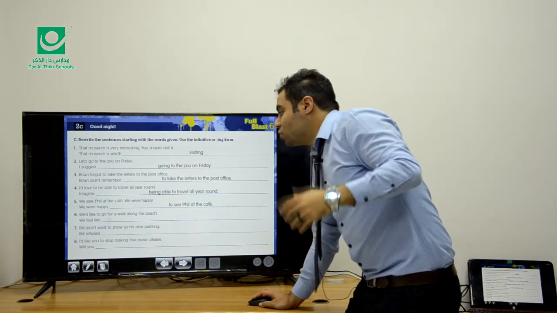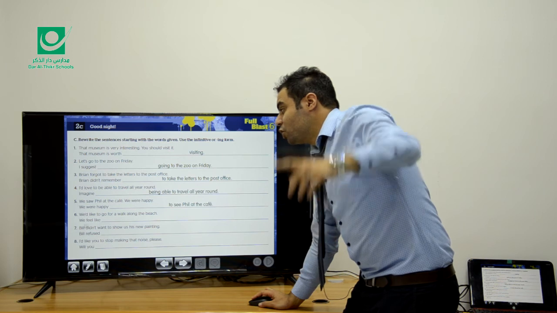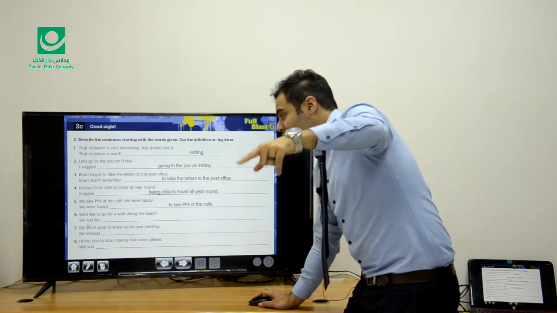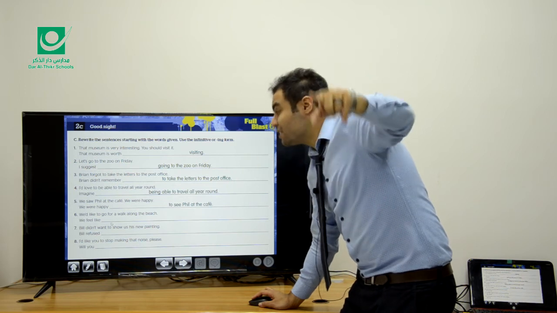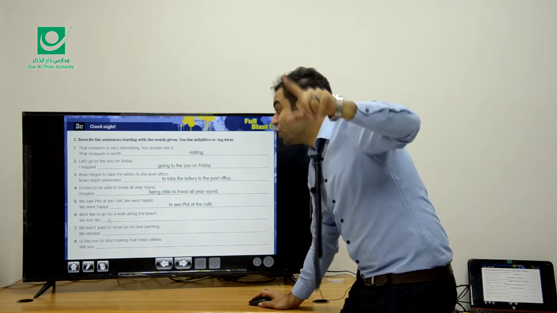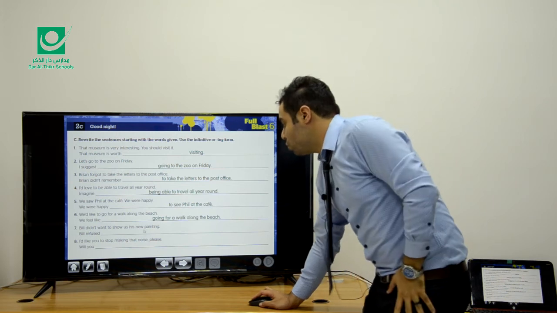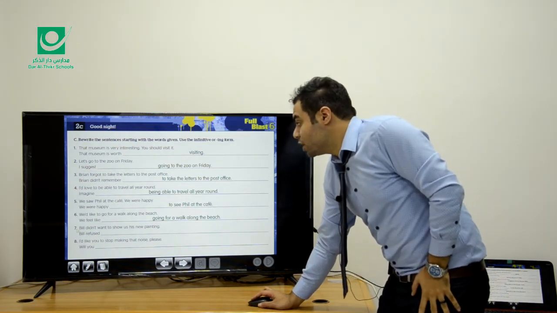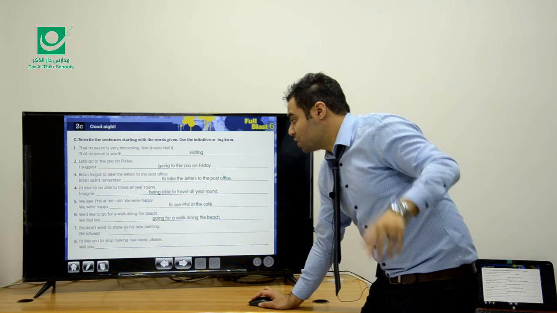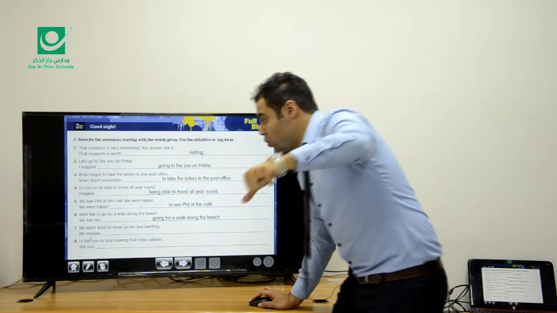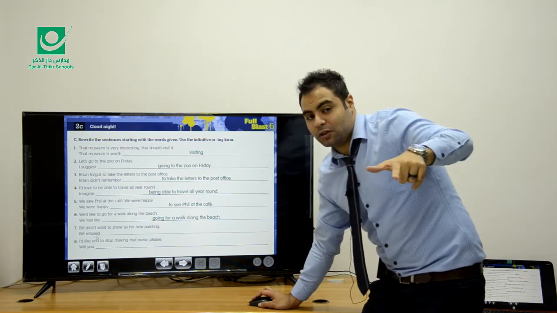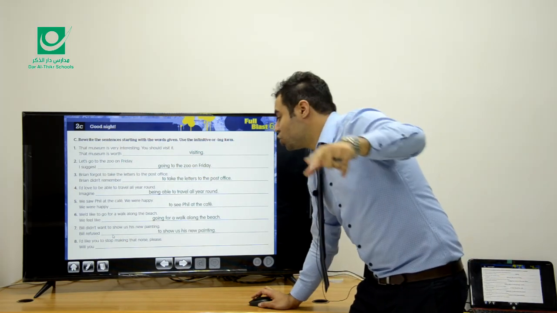We would like to go for a walk along the beach. We feel like, verb plus ing or to plus verb. It is verb plus ing. So we feel like going for a walk on the beach. Bill didn't want to show us his new painting. Bill refused to show us or showing us. What do you think? It's to show us.